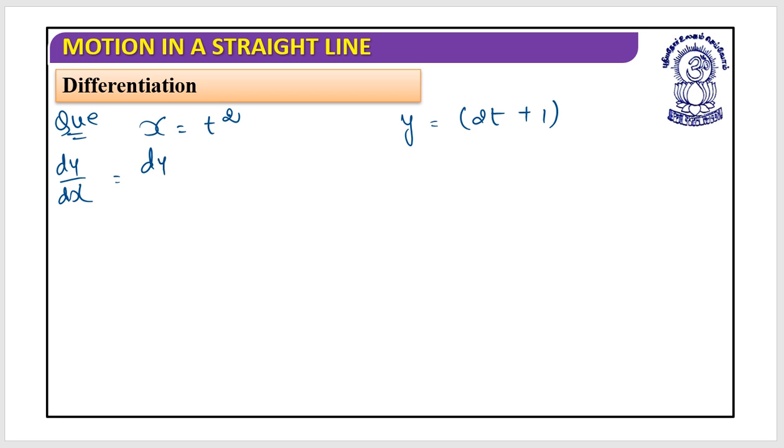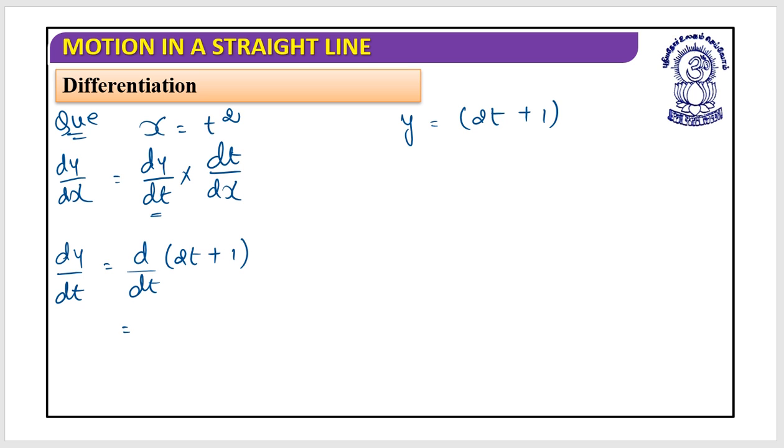Now you know it correctly. It is dy by dt multiplied by dt by dx. So if I do this, first I need to perform dy by dt. Let's do it. dy by dt is d by dt of 2t plus 1. d by dt of 2t is 2, and d by dt of 1 is 0. So this dy by dt is 2.